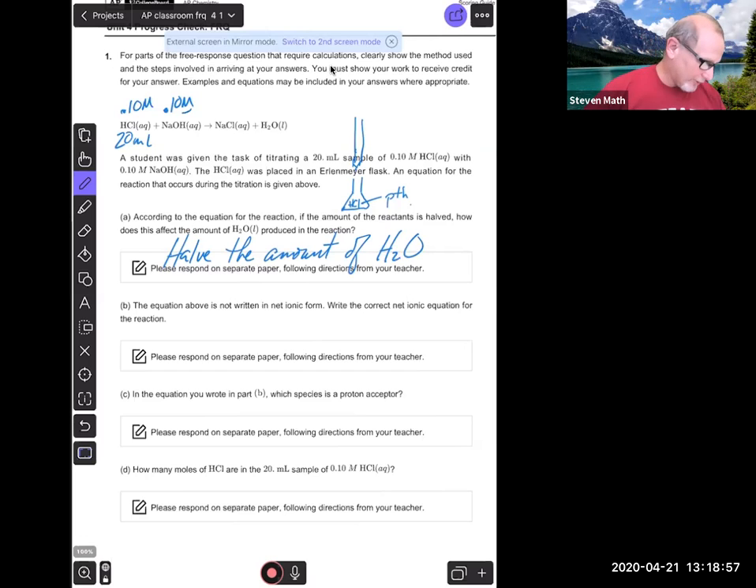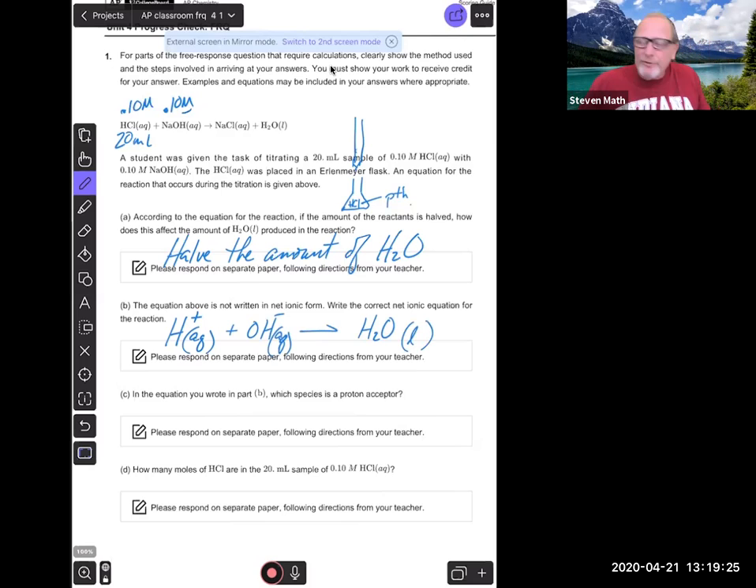Okay. Then it says in B, hey, that's not net ionic. Could you write me a net ionic reaction? Boy, we could be so lucky. Would love to. How about H plus aqueous plus OH minus aqueous forms H2O, and in this case, a liquid. It didn't ask for states of matter, but I think in the correct form, net ionic equations really should have a state of matter associated with them. So let's give it to them.